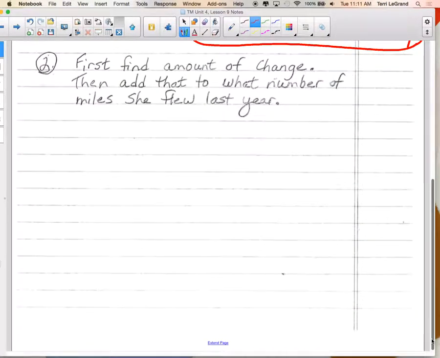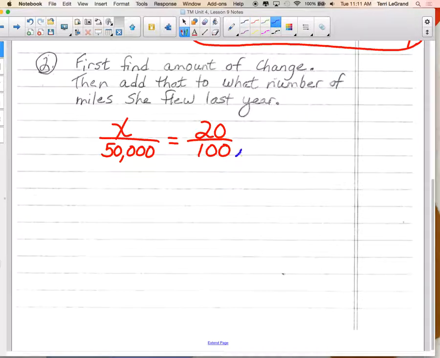Do we know the amount of change? No, that's what we're looking for. How many more miles is she going to fly this year? How many did she fly last year? 50,000, that's our starting amount. How much is she going to increase her travel by? 20%, so 20 over 100. Okay. Friendly, horizontally, vertically, both ways it actually is, but probably more friendly vertically.